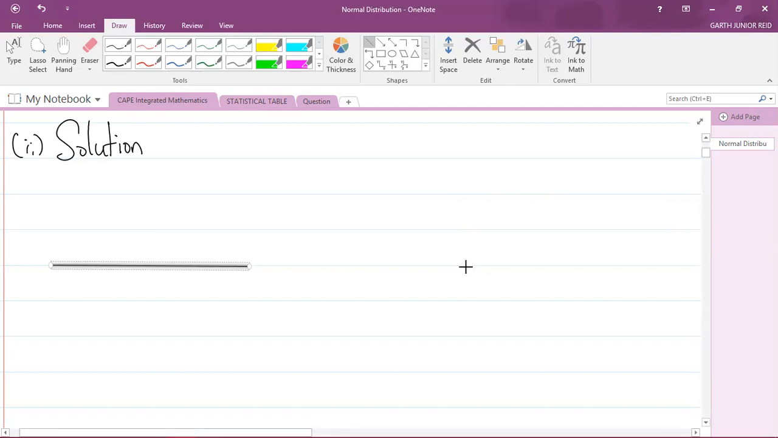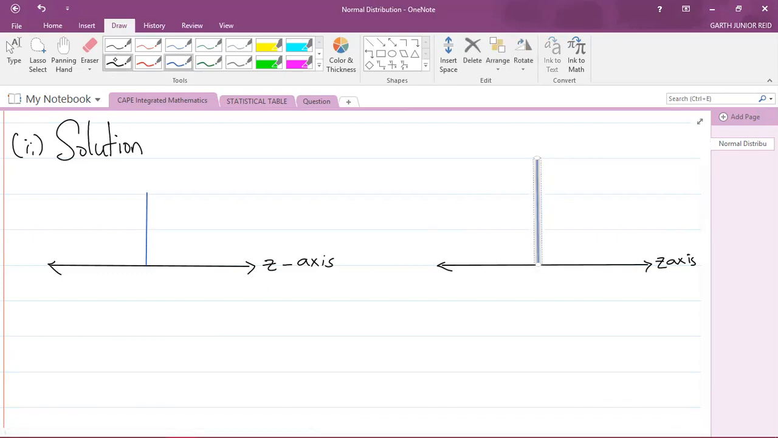I'm also going to draw another diagram over here. All right, you will see why in a minute. So that is going to be my Z-axis here. And this one here is going to be my Z-axis. Okay, and I'm going to have my line of symmetry. There's going to be my line of symmetry, which is the line x equals 0. Great. This is going to be my curve.